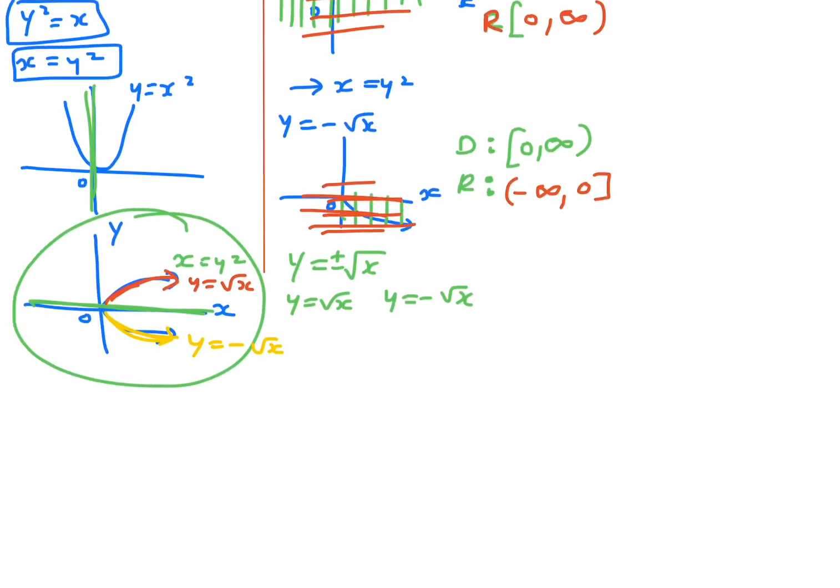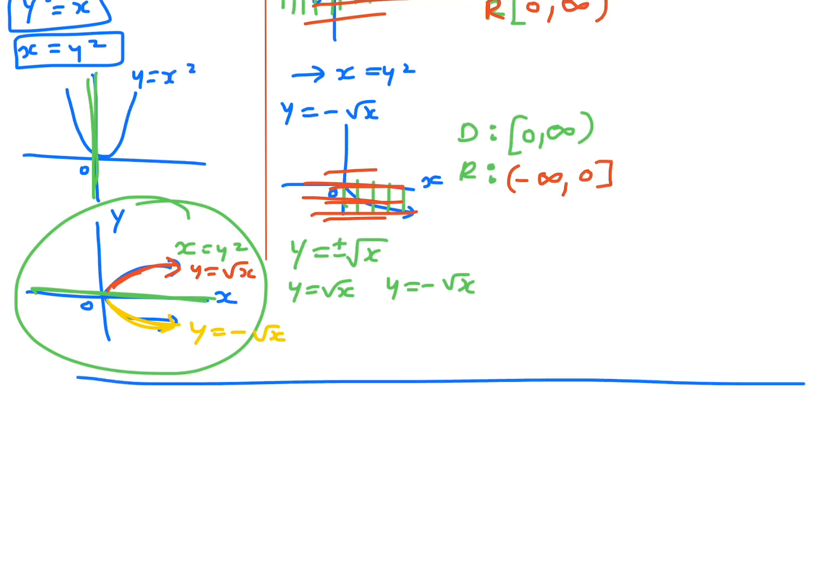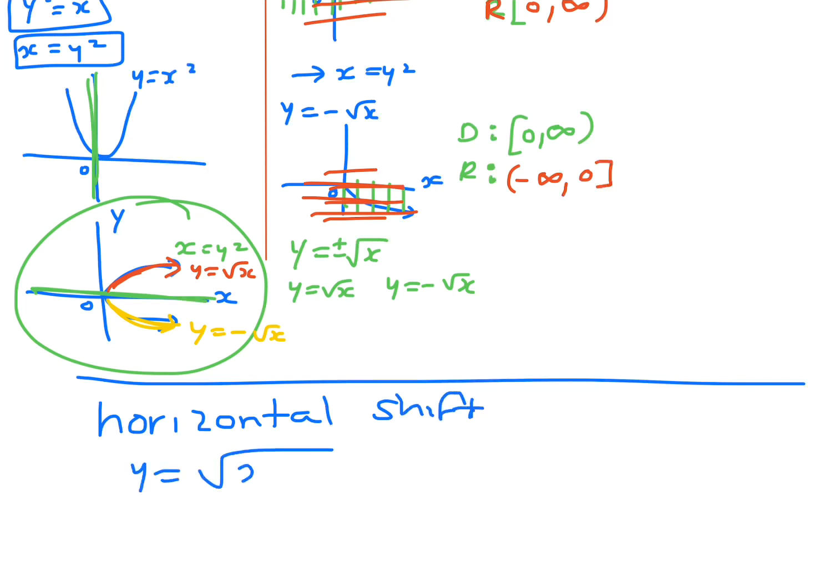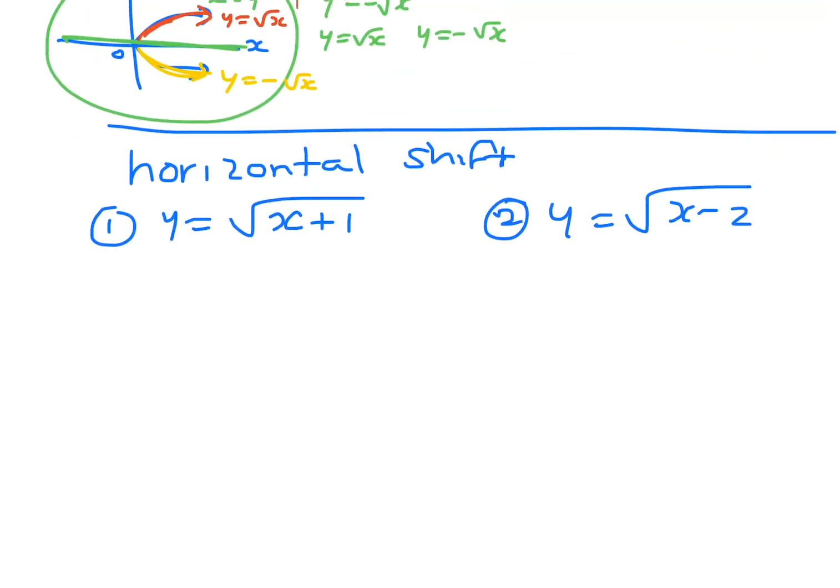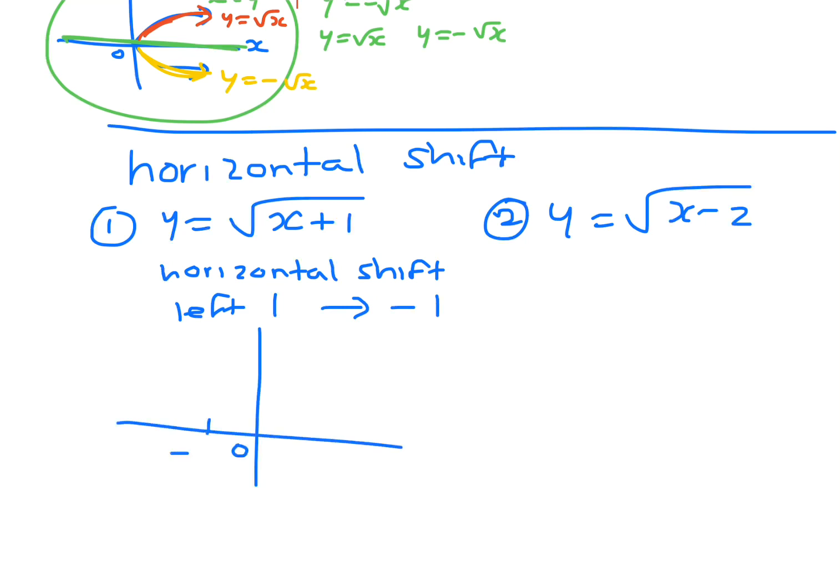The only other thing I want to look at with this is if you did a horizontal shift on these. So say you were looking at y equals root x plus 1, or y equals root x minus 2. Because these numbers are inside the function, this one here would be a horizontal shift. And because it's inside, you go the opposite sign, so it'll be to the left 1. So it'll go to minus 1. That's that one there, and it's going to look like that.